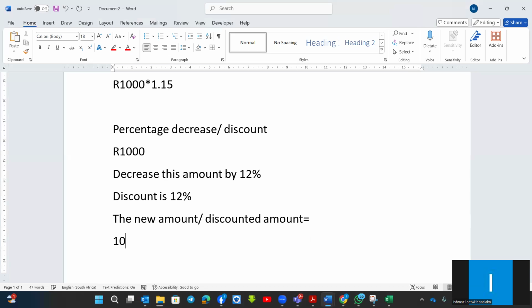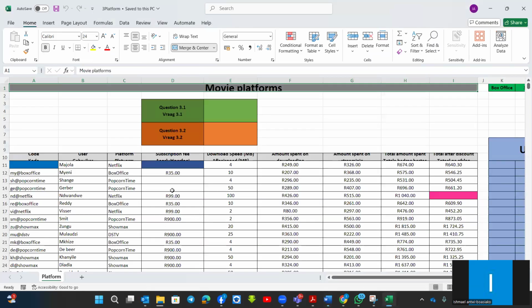So that will be 100% minus the 12%, which will be 88%. So the new amount will be 88%, or the new percentage will be 88%. So now the discounted amount will be 1,000 rand times the 88% that you have. So this is how we calculate the discounted amount. Right, let's put it in spreadsheet and see.